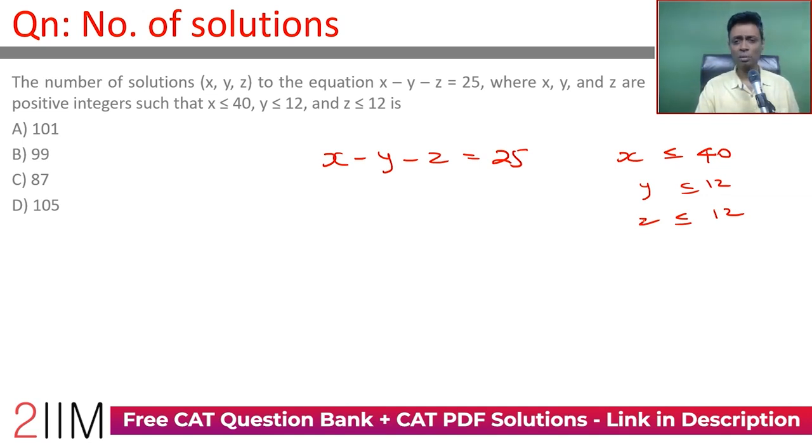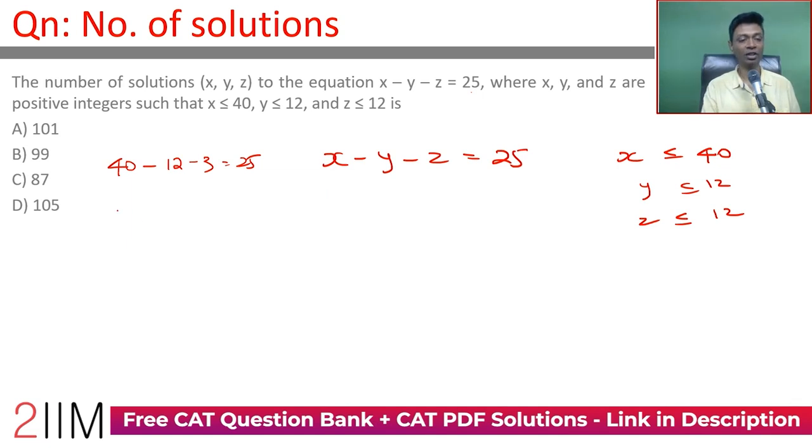Right. So let's think about this. From 40, we subtract something to get 25. I'm just going to put some numbers here. 40 minus 12 minus 3 equal to 25. 40 minus 15 is 25. X can be 40. Y can be 12. And Z can be 3. When x is 40, this works.